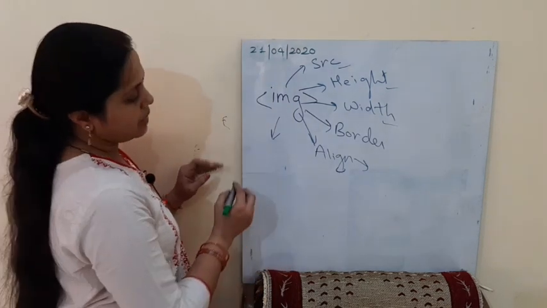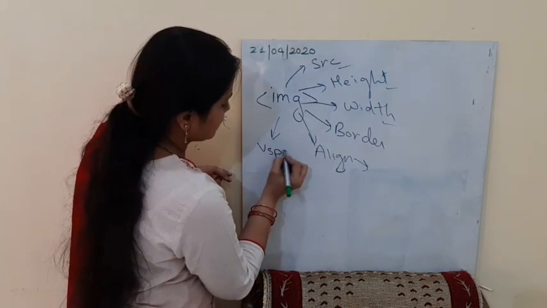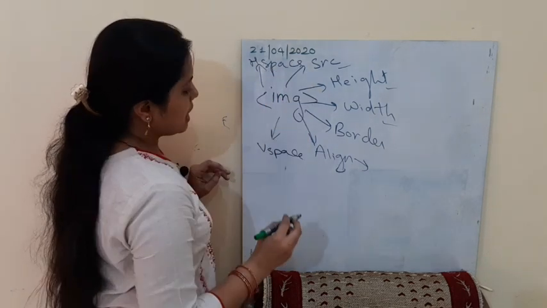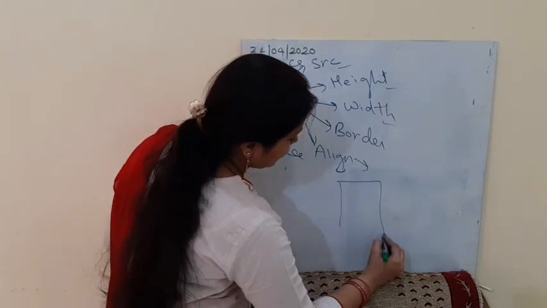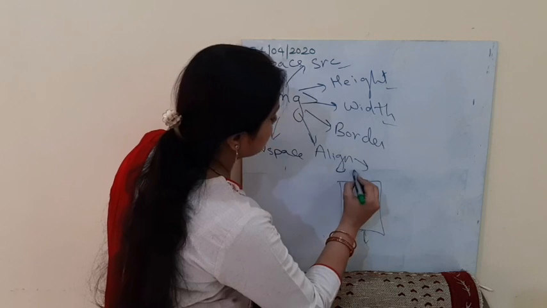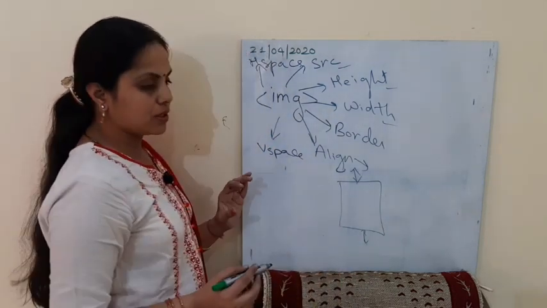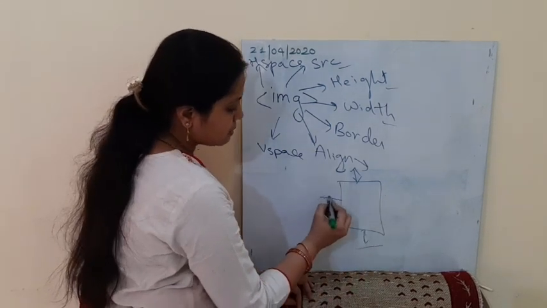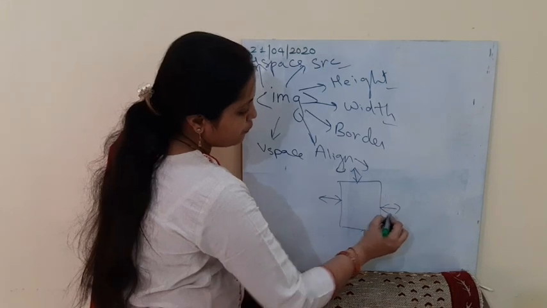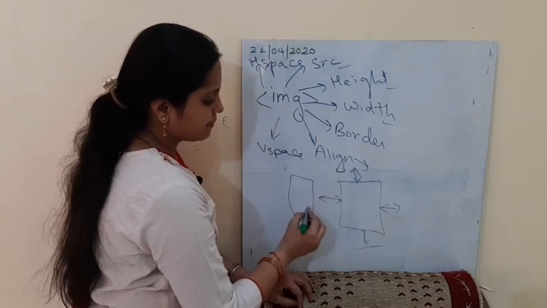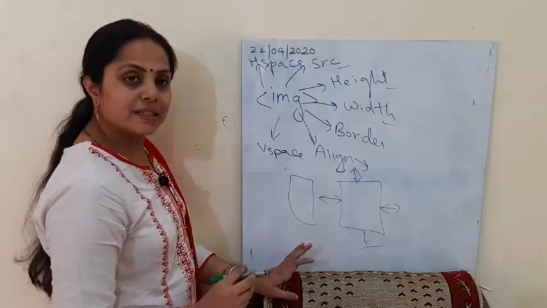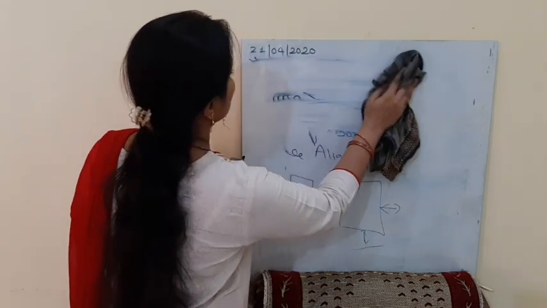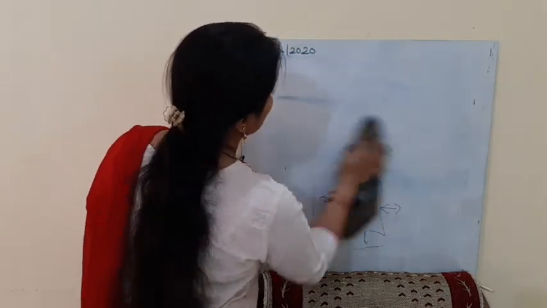Two more attributes we can use here are vspace and hspace. Now what are vspace and hspace? Vspace means the space above or below the image, top or bottom, that we leave vertically before putting another element. And hspace, horizontal space, means the space that we want to leave before putting any element beside it. Is it clear? Okay.